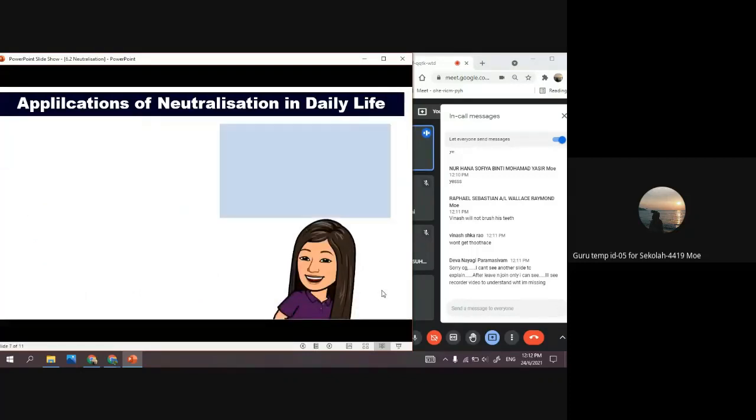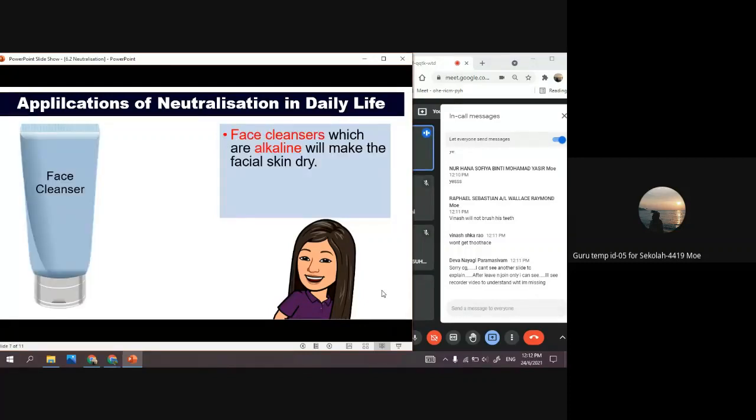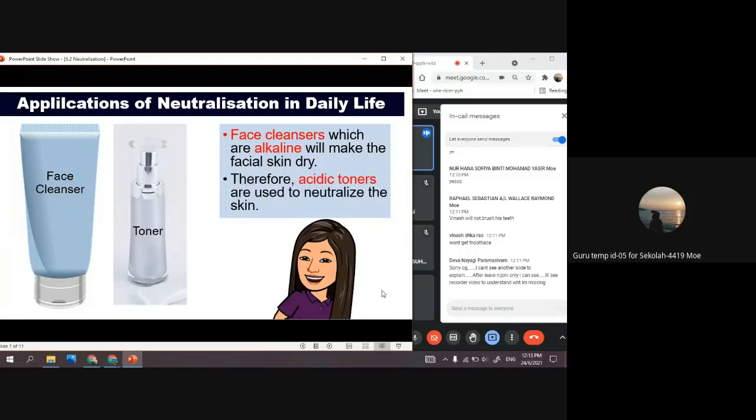Next, secondly, when we wash our face, we use face cleanser, right? So this face cleanser, okay, they are alkaline and they will make our facial skin dry. Okay, so after we clean our face, we especially girls lah, okay, we'll apply toners, right, on our face. So toners are acidic. So tadi kita dah guna pencuci muka yang alkaline. So untuk neutralizekan kulit muka kita ni, kita kena guna toners which are acidic. So dia akan neutralize balik kulit muka kita ni. Right?